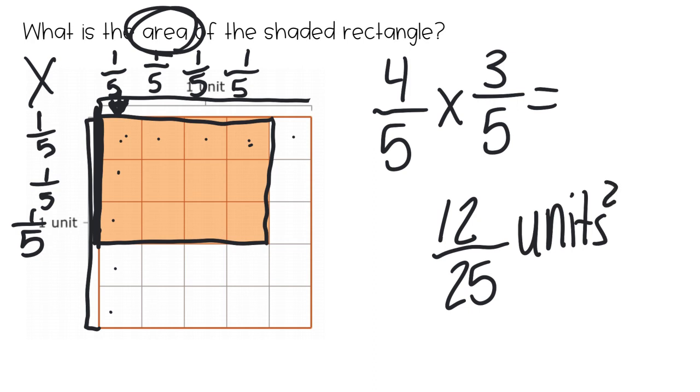And the reason why we square this is because there are two sides. Squared. There's a length times a width. And this is a 2D object.